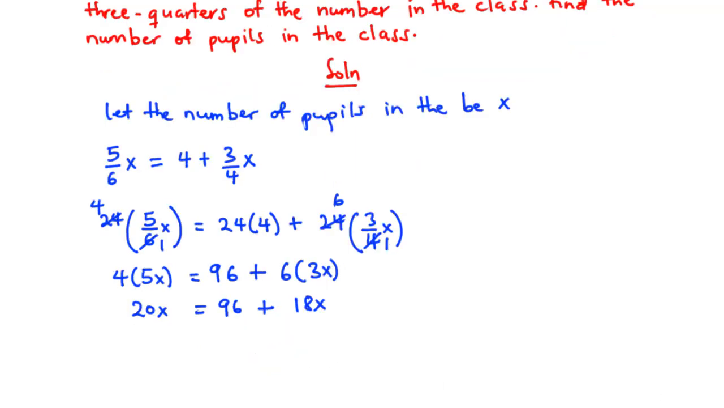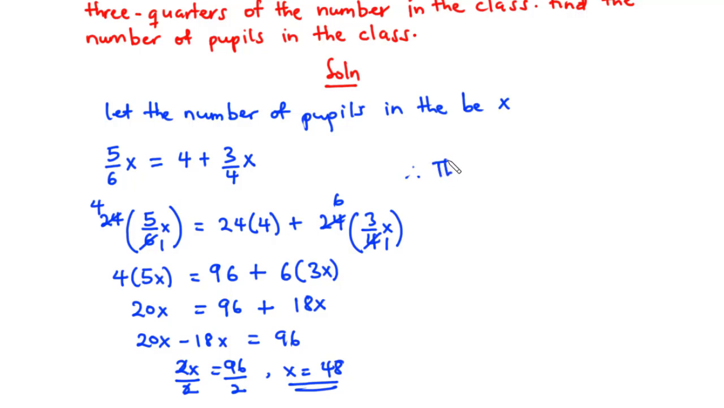We are going to transpose 18x to the left hand side. We have 20x minus 18x equals 96, and this gives us 2x equals 96. We divide through by 2, and then we have x to be 48. So this is the value of x. So therefore, the number of pupils in the class is 48.